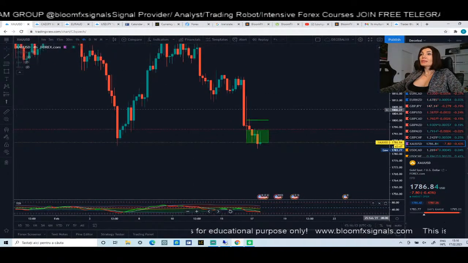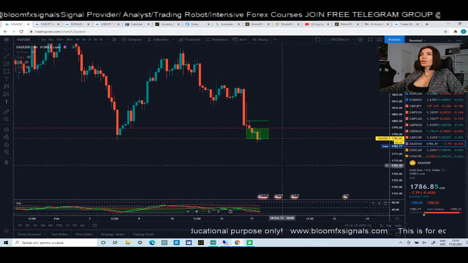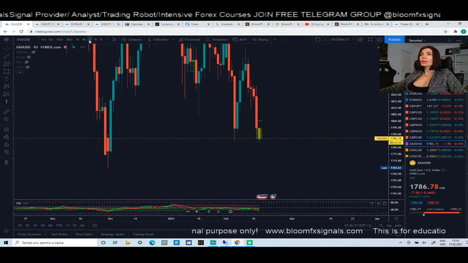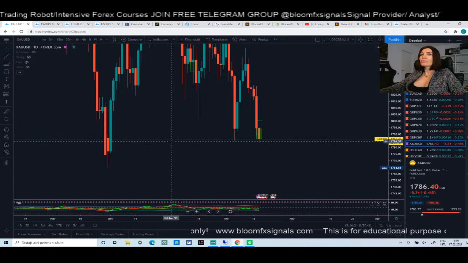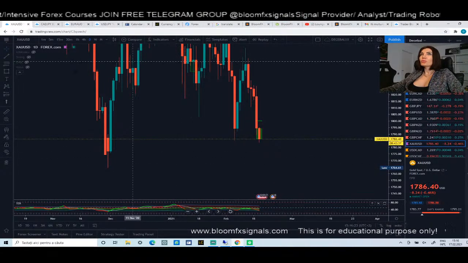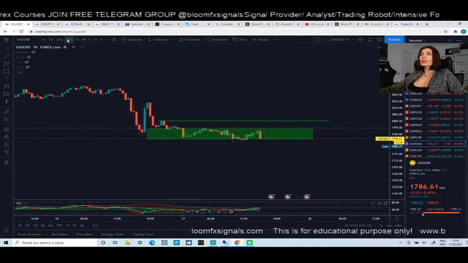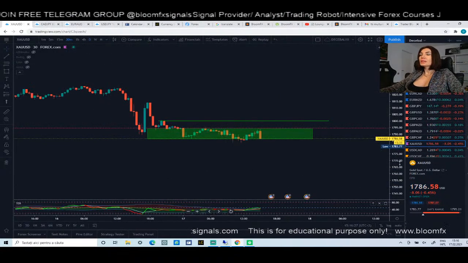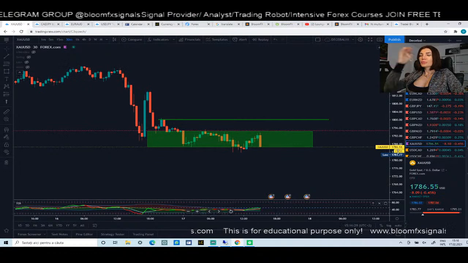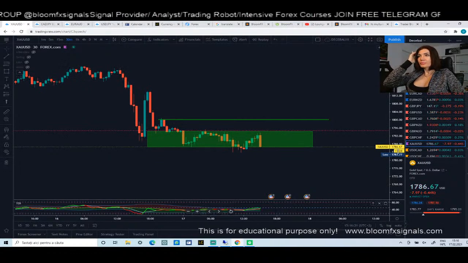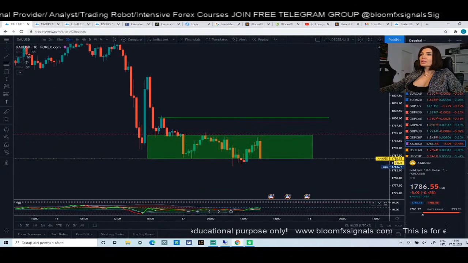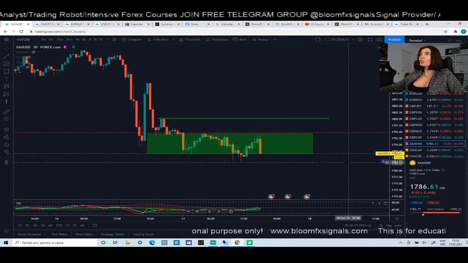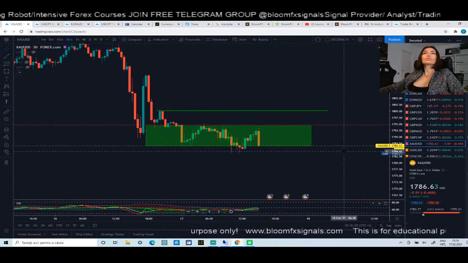So it seems like the price is trying to push lower and lower, and if it breaks this area, then the price may continue to go even lower. Plus we have the dollar becoming stronger and stronger, and that gives us a very good possibility to have a short on gold.